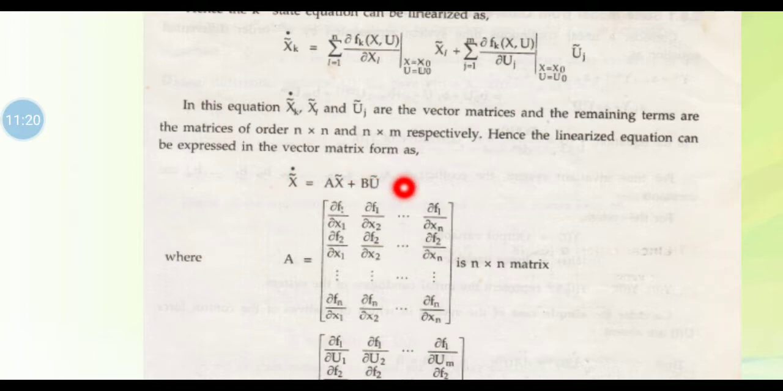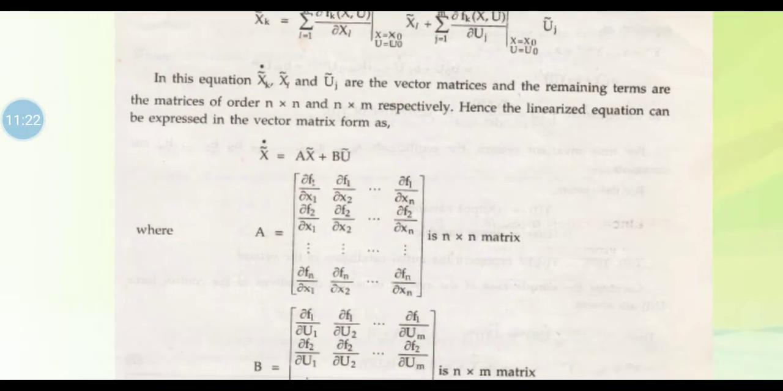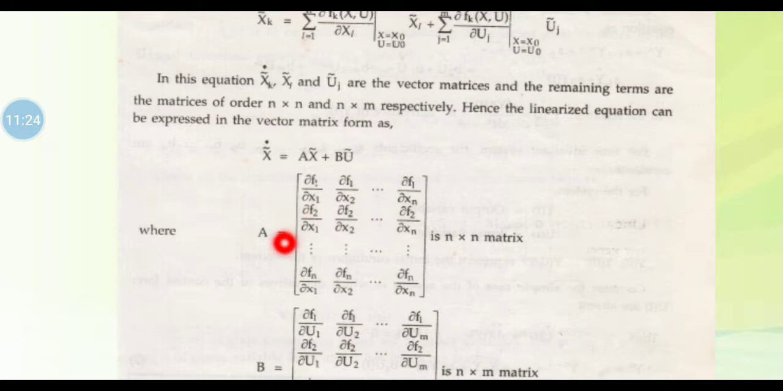x tilde dot is equal to A x tilde plus B u tilde, where A is equal to the matrix with entries dou f1 by dou x1, dou f1 by dou x2, up to dou f1 by dou xn, and similarly up to dou fn by dou x1, dou fn by dou x2, dou fn by dou xn, which is an n into n matrix.